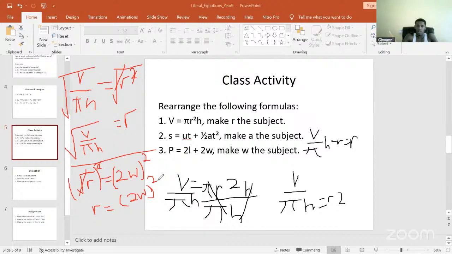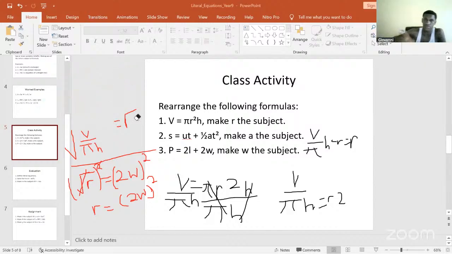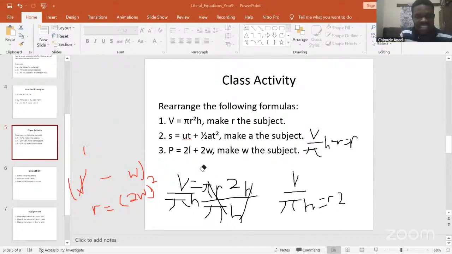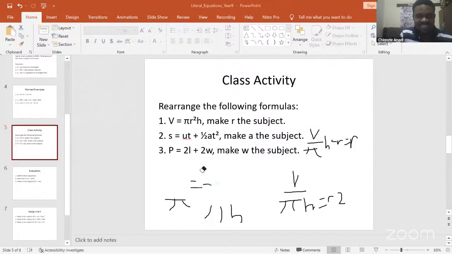Okay, I'm done. Okay, beautiful. So once this is done, can you solve question 2 for me? Yeah. It says make A the subject of the formula. These are more like complex equations.